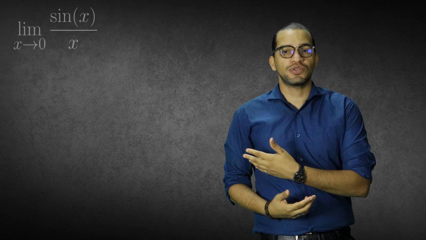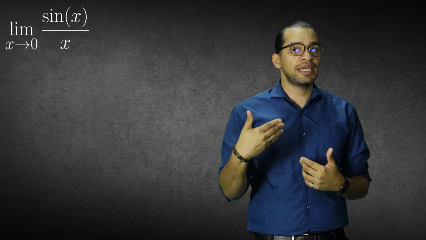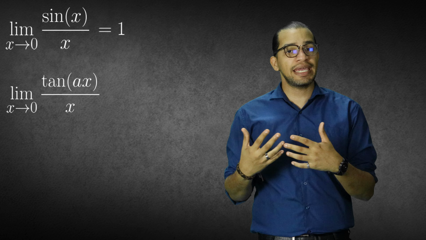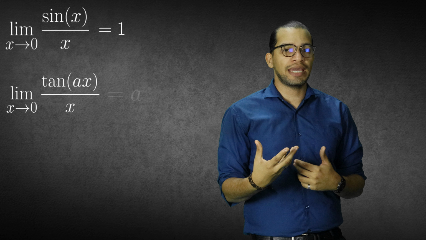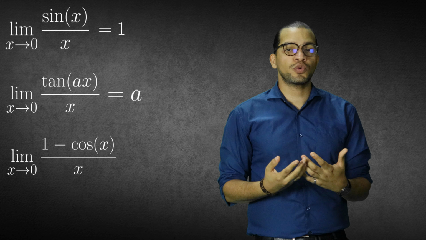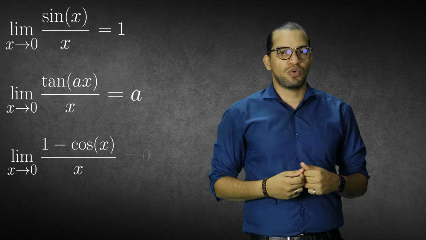Now, for the moment, we are going to accept as true the following remarks. The limit when x goes to 0 of sine of x divided by x will be equal to 1. The limit when x goes to 0 of tangent of ax divided by x will be equal to a, where a is a number different than 0. And the limit when x goes to 0 of 1 minus cosine of x divided by x will be equal to 0. We will assume them true, and we will prove them true later on in the course when we get to the topic of derivatives.